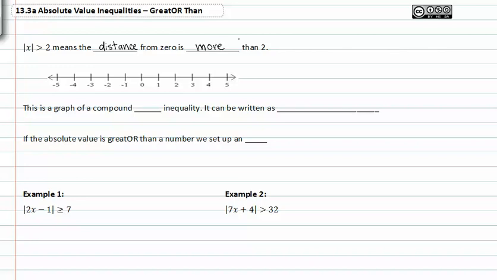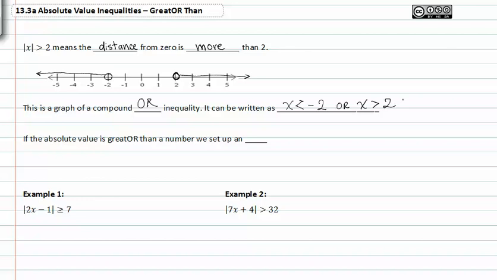or greater than 2. If we were to graph this specific absolute value inequality on a number line, we would have something heading to the right, from 2 to the right, and also from negative 2 to the left. Notice that the distance from 0 is greater than or more than 2 heading either direction from 0. This is a graph of a compound OR inequality. It can be written as x less than negative 2 or x greater than 2.